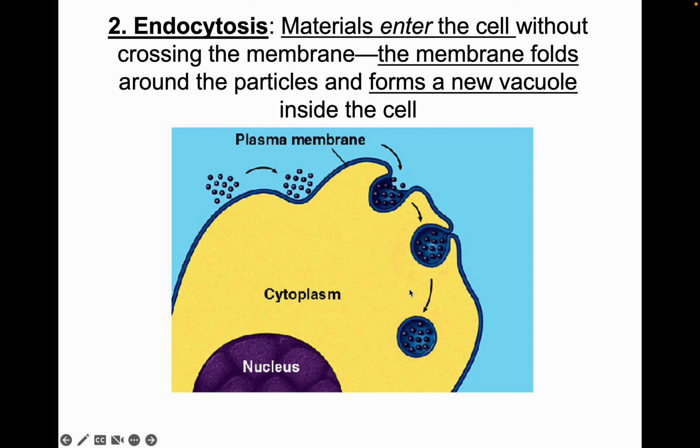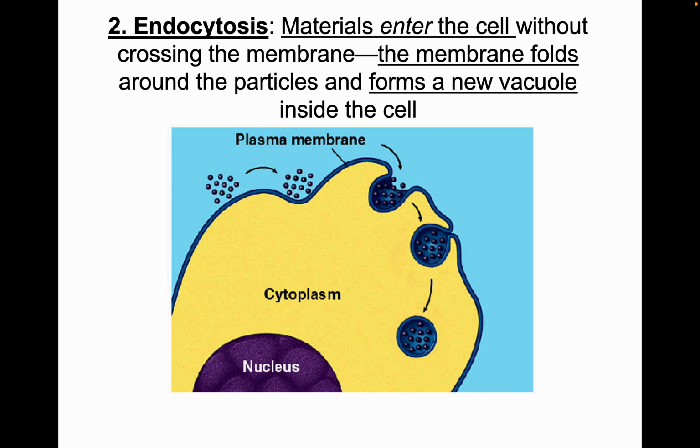So these bubbles are called vacuole. Okay? So now the materials are inside the vacuole. The cell can safely transport it into where it is needed or store it for later use. Okay? It needs to eat up harmful bacteria or debris. So in the case of white blood cells, the white blood cells use endocytosis.